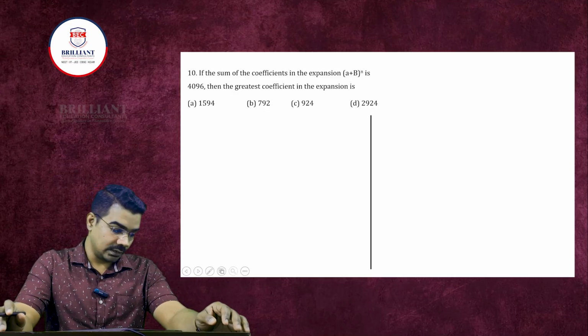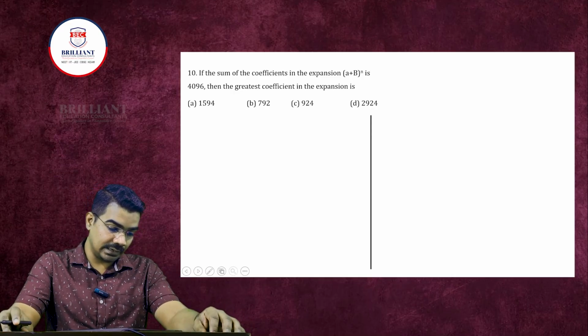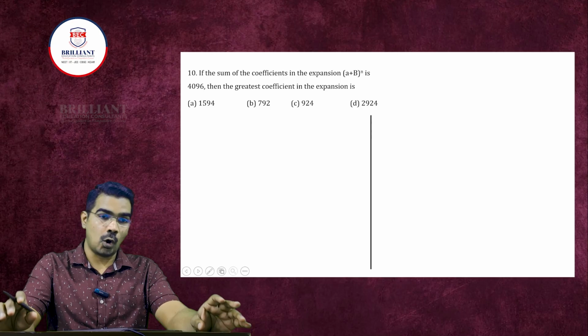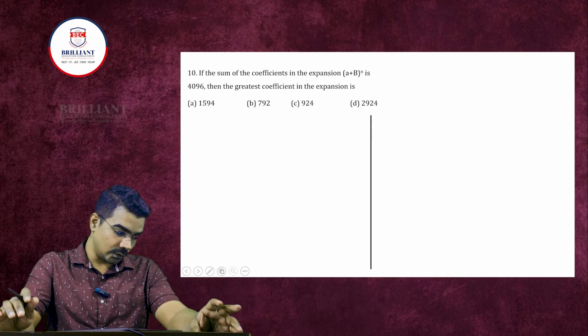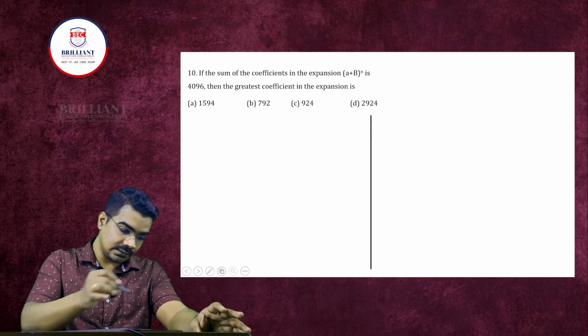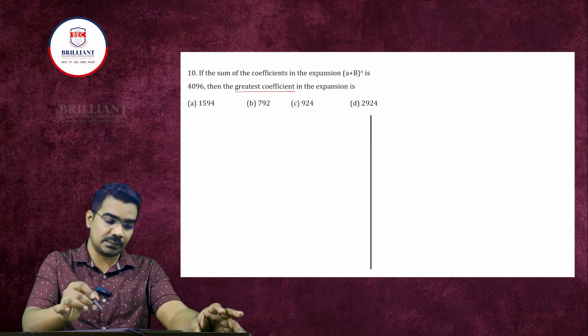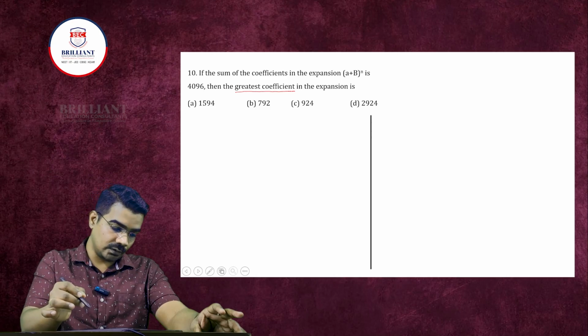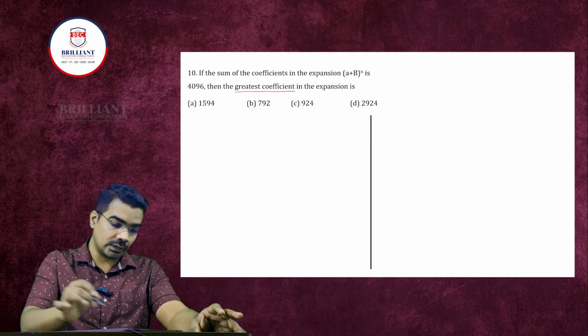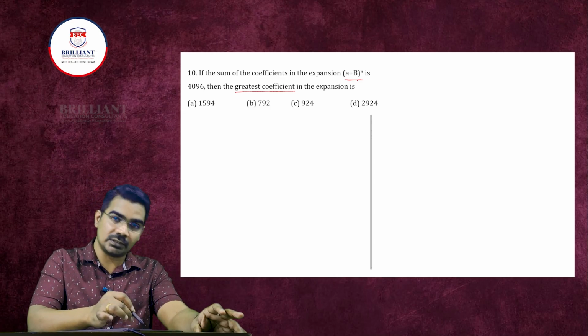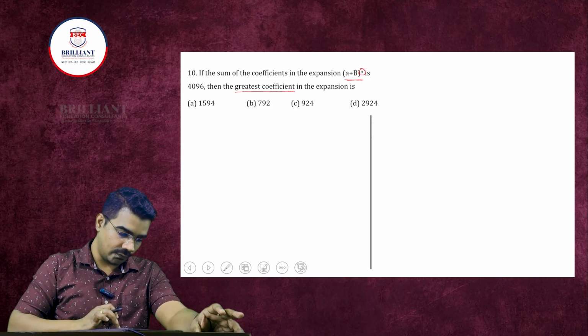So the next question: if the sum of the coefficients in the expansion of (a plus b) the whole raised to n is 4096, then the greatest coefficient in the expansion. So again, greatest coefficient has been asked. If you are asked to find the greatest coefficient, definitely you have to know the power in the binomial expansion, that is n. So first you have to find the value of n.